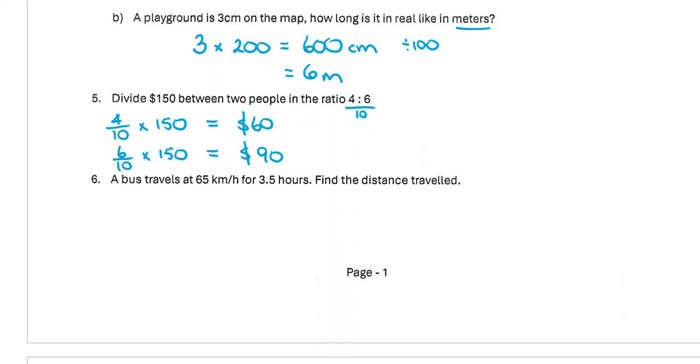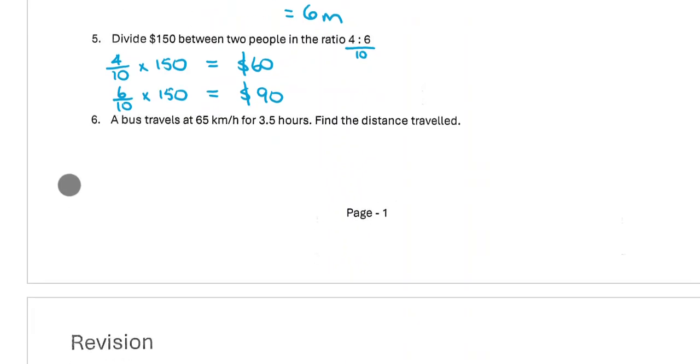Question 6. A bus travels at 65 kilometers per hour for 3.5 hours. Find the distance traveled. So there could be a variety of questions that involve distance, speed, and time. So please remember this triangle here, which helps you remember the formulas. Speed is equal to distance over time, is how they are placed in that triangle. But if you're wanting to know distance, you put your finger over the D. So the D is up here, and that means the speed and the time are next to each other, so you want to times them. Distance will be equal to speed times time.